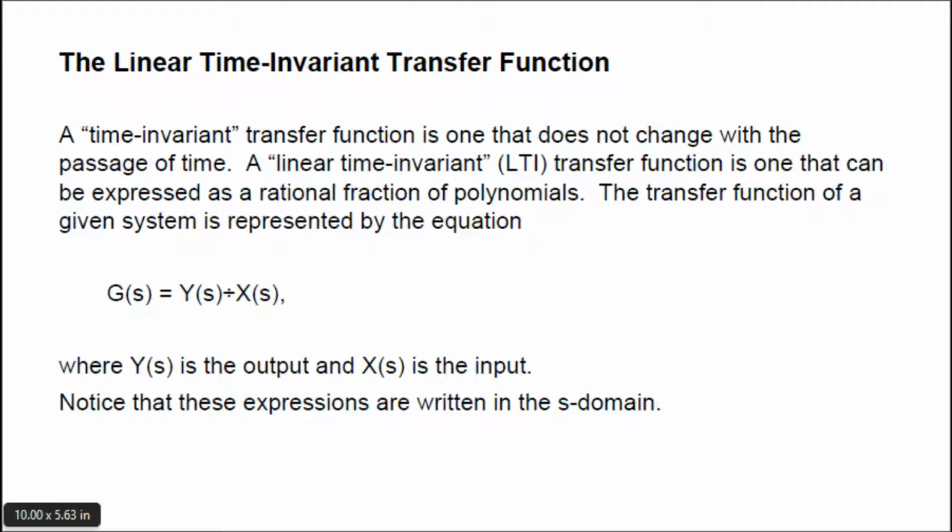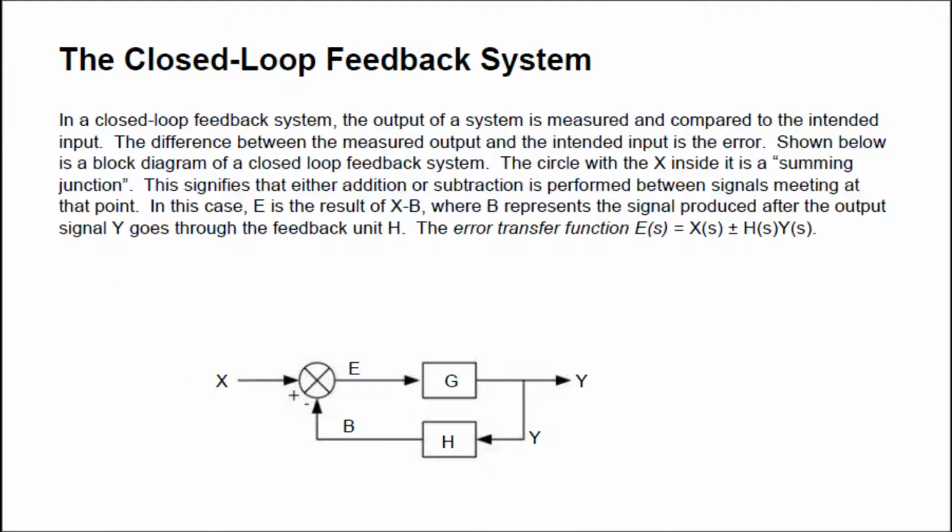Here we have a block diagram of a closed-loop feedback system. In a closed-loop feedback system, the output of the system is measured and compared to the desired input. Then the difference between those two values is calculated, and a corresponding electrical signal is sent back into the system, and adjustments are made so that the error between the output and the input can be minimized.